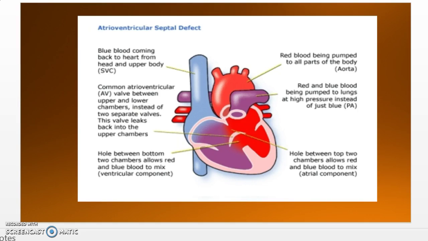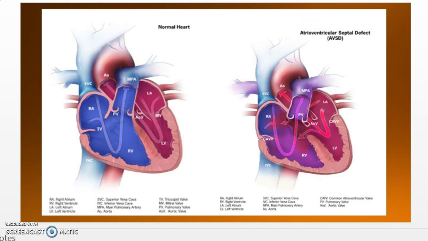Here's just another picture showing an atrioventricular septal defect. There's no septum between the atria and the ventricles, and there's also 1 common valve there. And here's another picture of a normal heart versus a heart with an atrioventricular septal defect. You can see in the heart with the AVSD on the right how all the blood just kind of mixes together and flows wherever.